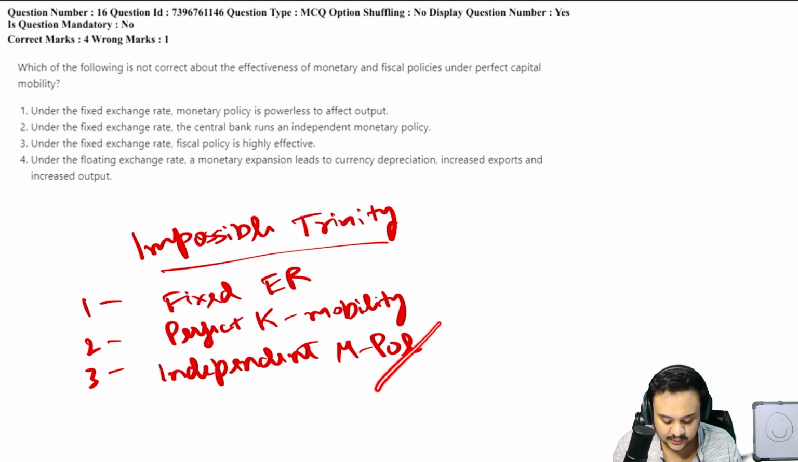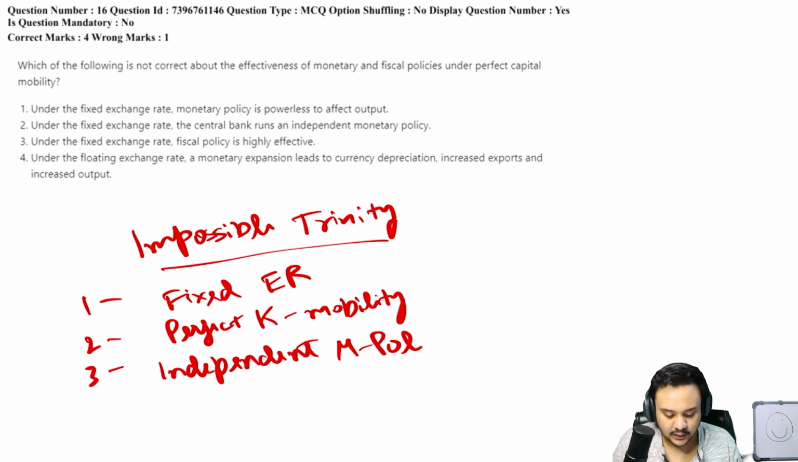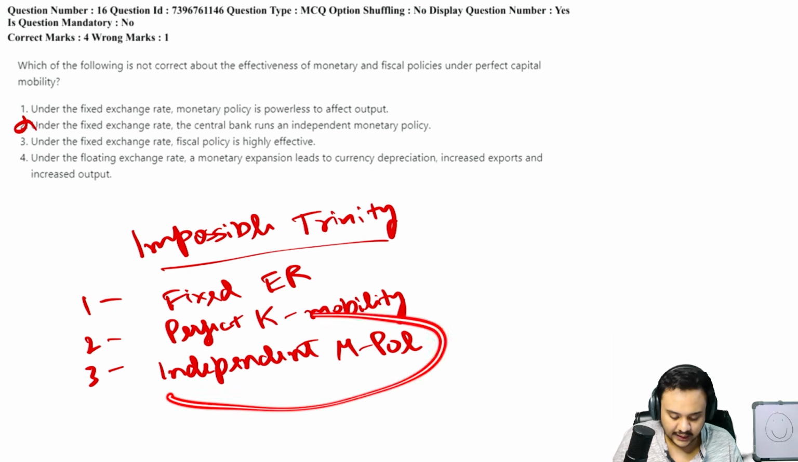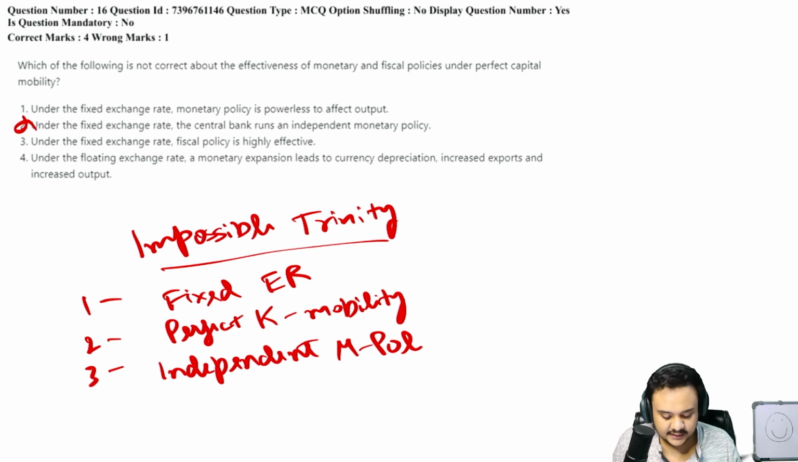That is what the impossible trinity says, and that is what this option is also saying, that you are already told that there is perfect capital mobility. Then they are saying that there is fixed exchange rate. Now, can you also have an independent monetary policy for the Reserve Bank? Absolutely not. Second option is absolutely incorrect. Okay, so if you want to know what an independent monetary policy is, it basically just means that even if the exchange rate goes up or down, the Reserve Bank does not care. It will pursue its own monetary policy according to its own needs.